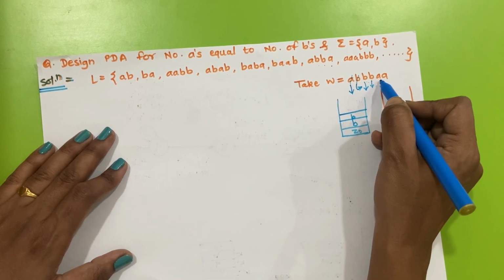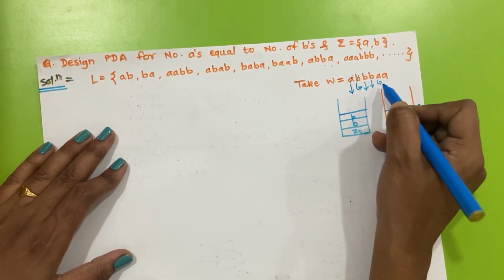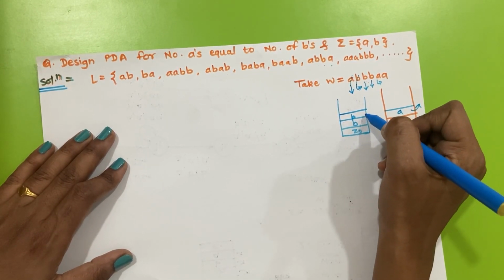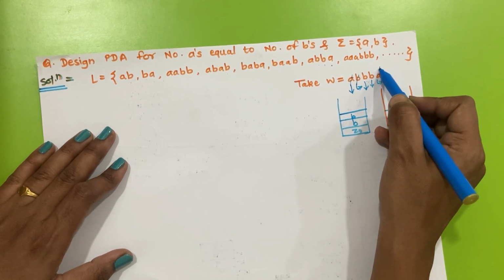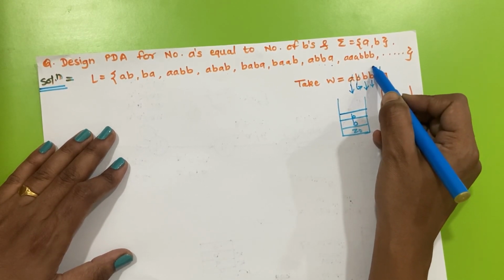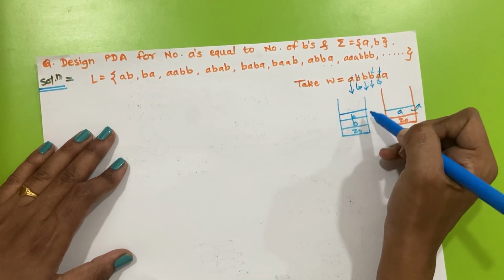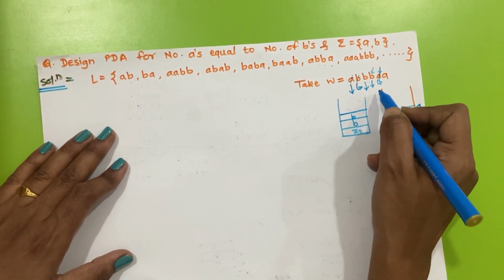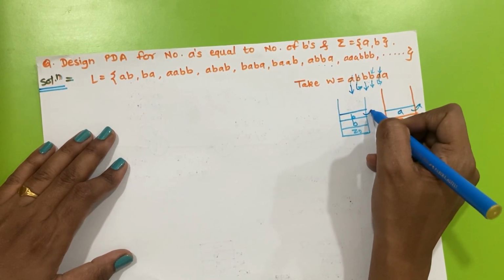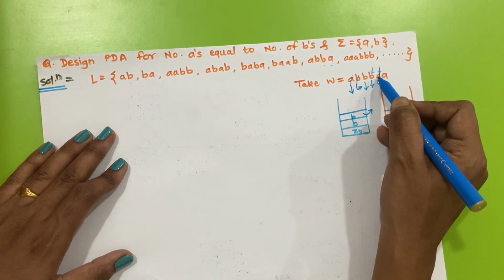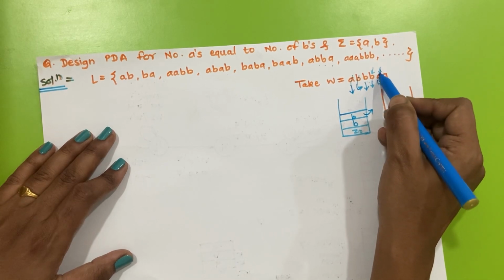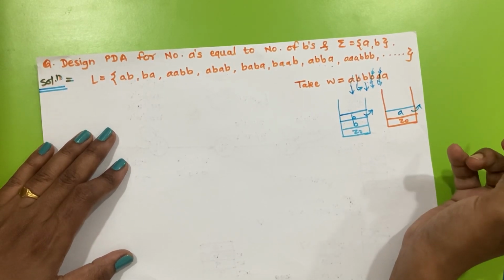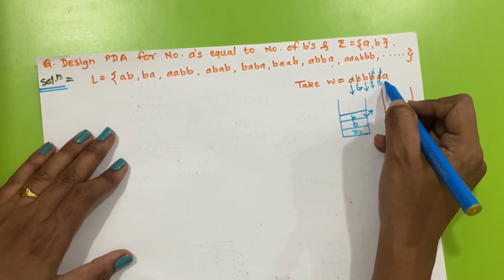Now we have input symbol A and at that time top of stack is B. For this A, we have to match B. So for this A, we will pop the top. B will get popped out and this will get cancelled. Means for this A, we have cancelled this B. Okay, now we will move right by one cell.